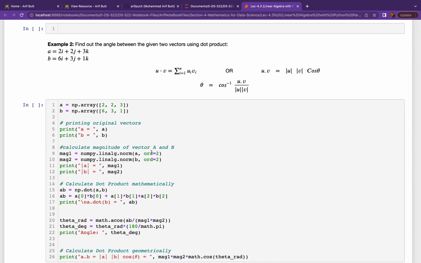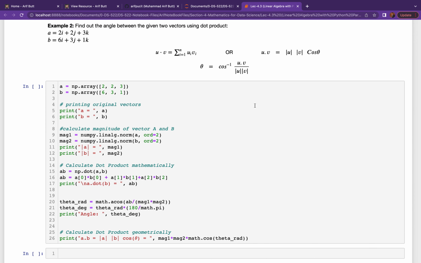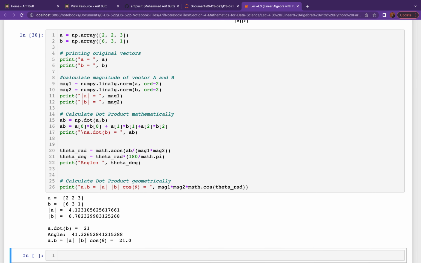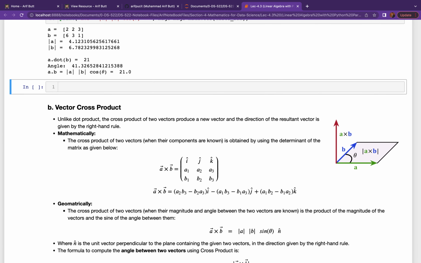And if you know the angle, you can use this formula. It's just a repetition. My dear students, I strongly recommend that if you're not comfortable with all this, or you have forgotten what you have done in your secondary school courses of linear algebra or math, please do the math using paper and pencil for a clear understanding.